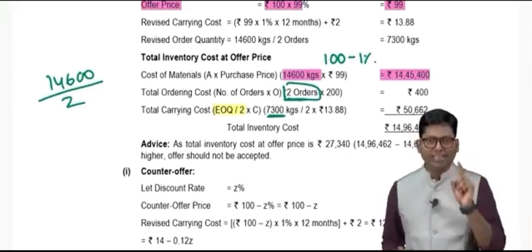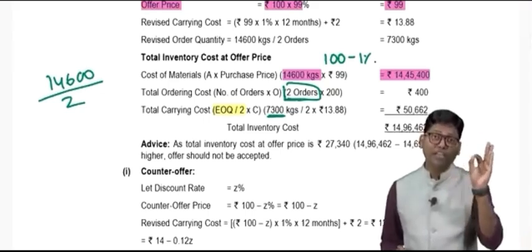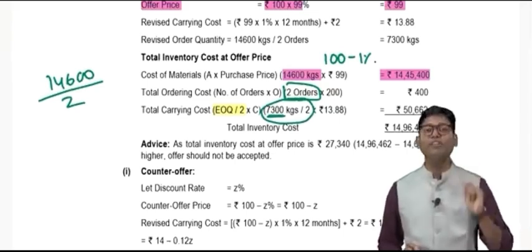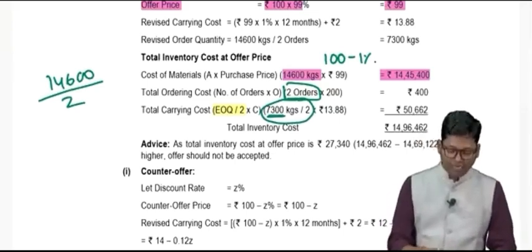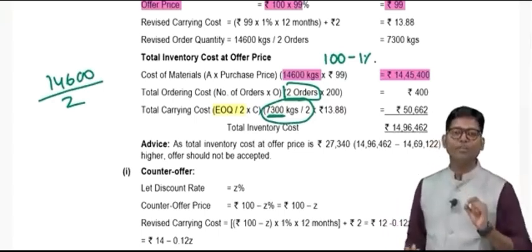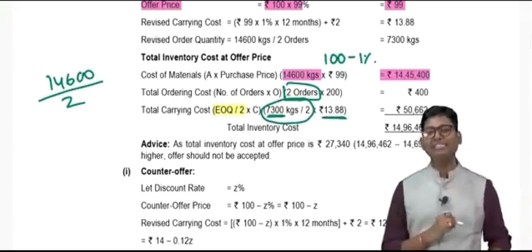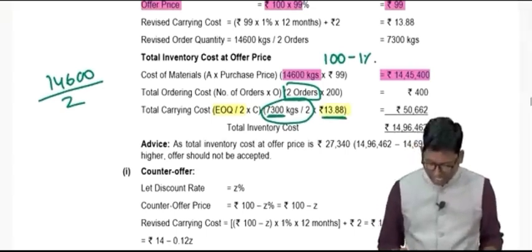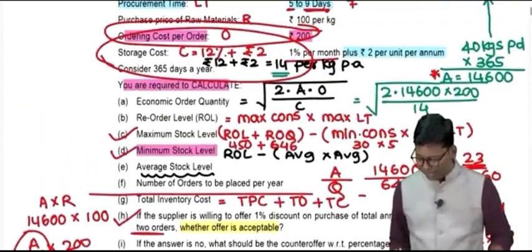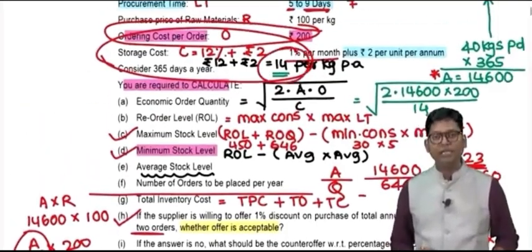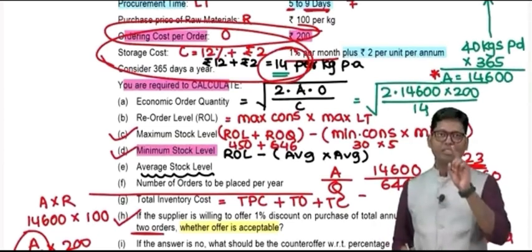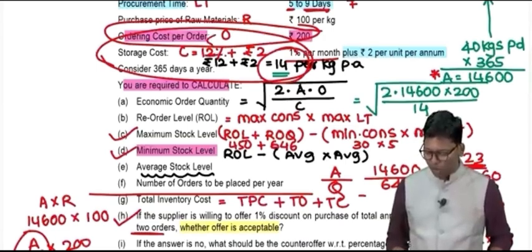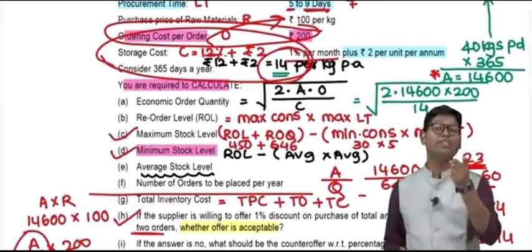Correct? So 7,300 kgs of raw material you are storing in your godown. You should take the average of the quantity which you have ordered and which is lying in your godown. 7,300 divided by 2 is equal to 3,650 kgs, which is to be multiplied with the revised carrying cost. And here is the important point number 2. Students generally take the carrying cost which we computed in the initial stage, and our carrying cost was 14 rupees. Now students, tell me one thing: this carrying cost we computed at the rate of 12% on the original purchase price of 100. Now, the purchase price has changed.